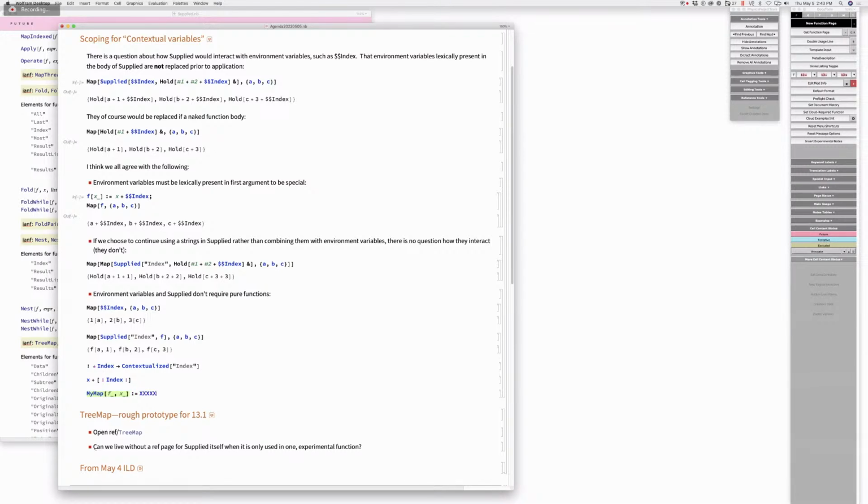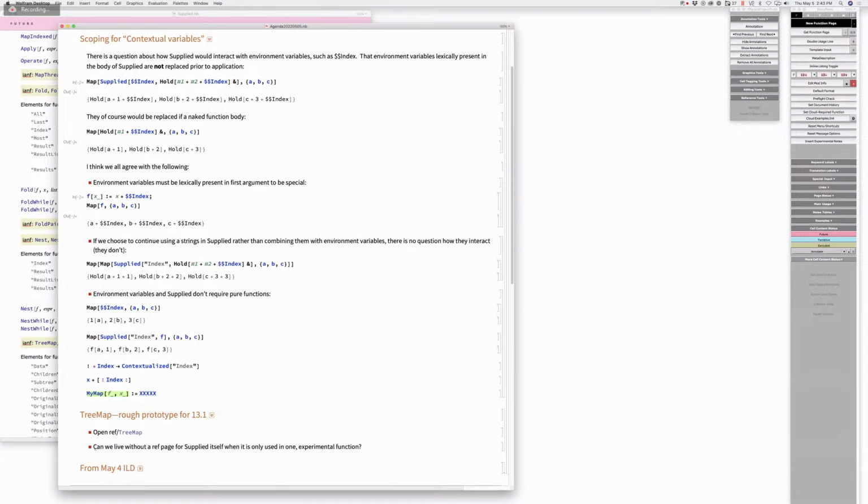Yeah, so I think if we did this, then supplied could just still work with strings in the first argument, and you would use those same strings in the contextualized way. Yes, for this behavior. Remind me why supplied is different. So supplied is for function-like things, and it changes what arguments the thing gets wrapped around instead of changing the thing itself.